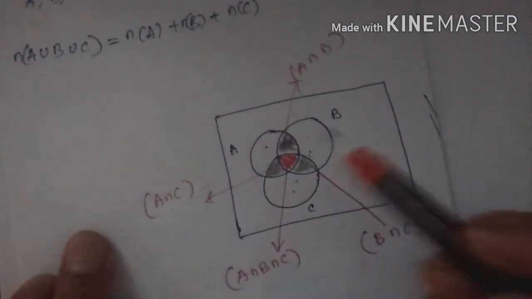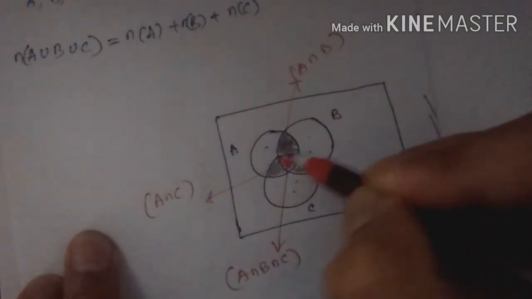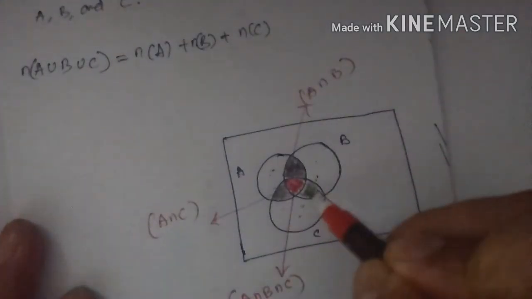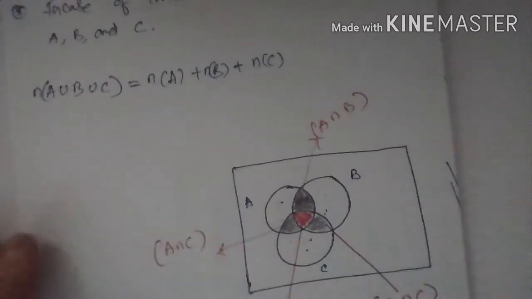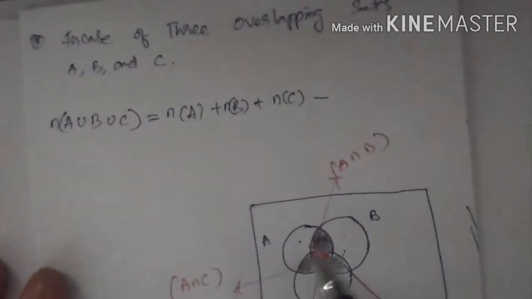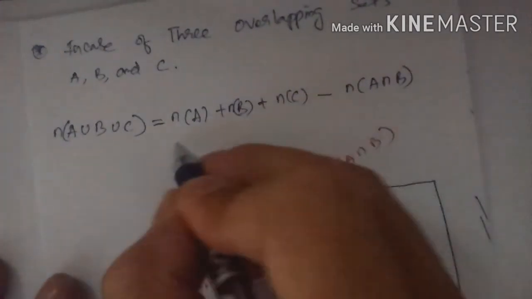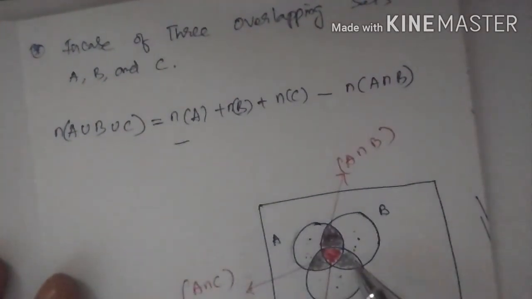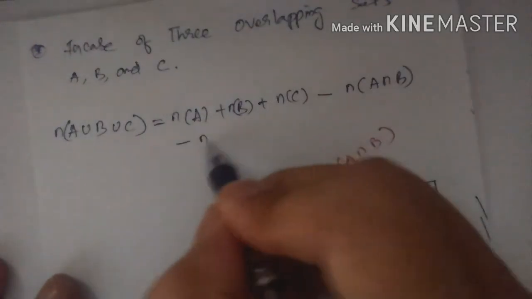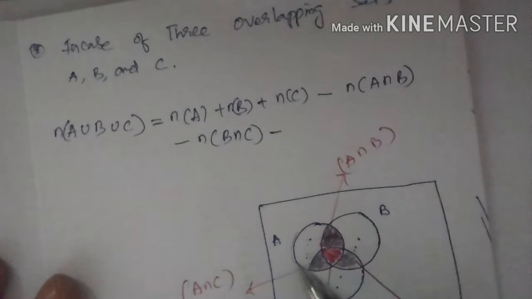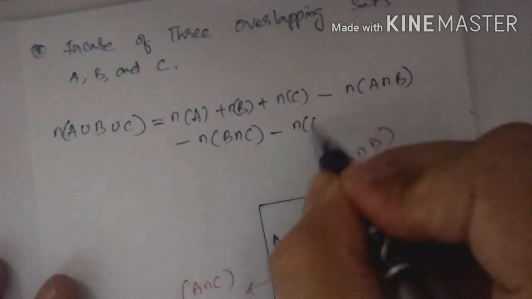So these shaded portions have been counted twice or thrice. This pencil shaded portion has been counted twice. Therefore we have to subtract from here. As we count A, this and this portion are also counted. So you have to minus A intersection B, and then B intersection C has also been counted twice as we count C and B. So the number of B intersection C has to be subtracted. Also this portion has been counted twice when you counted A and C, so we'll have to subtract A intersection C.